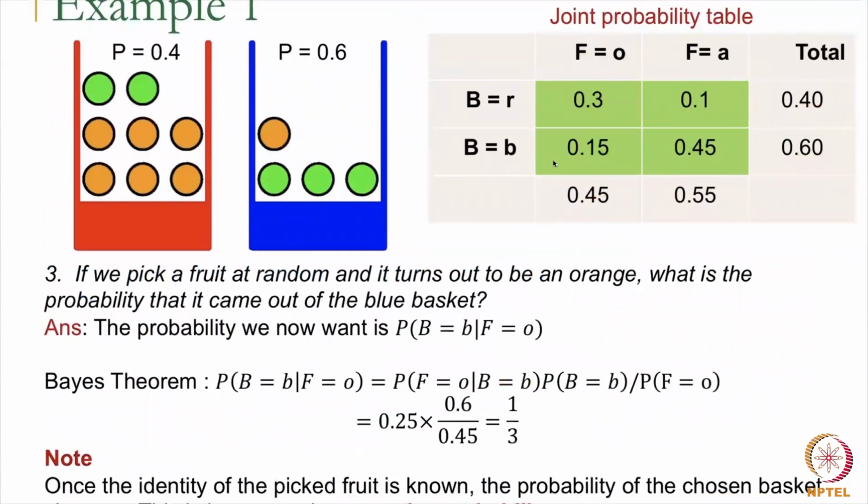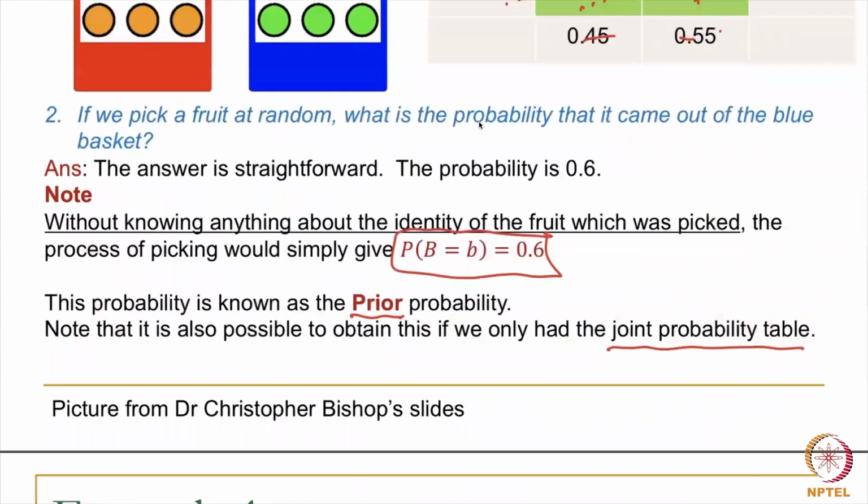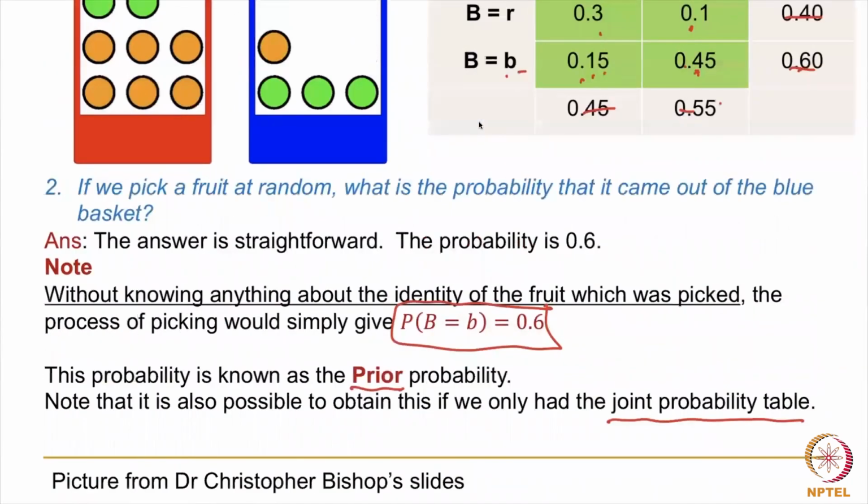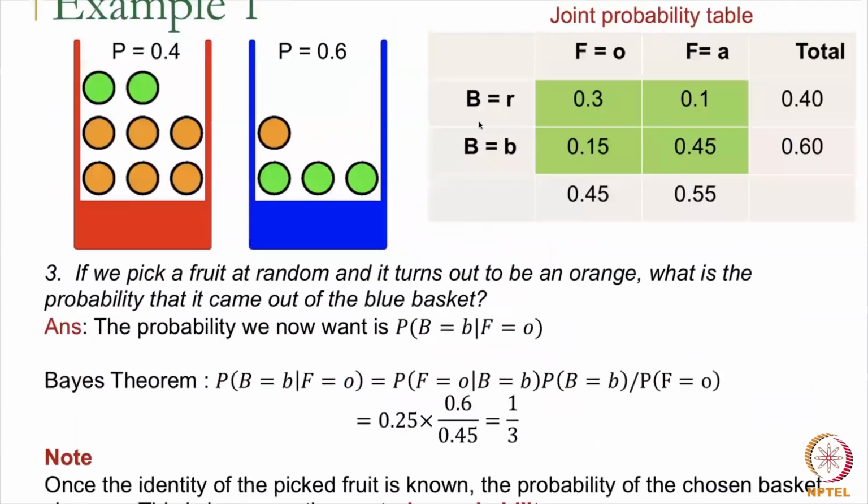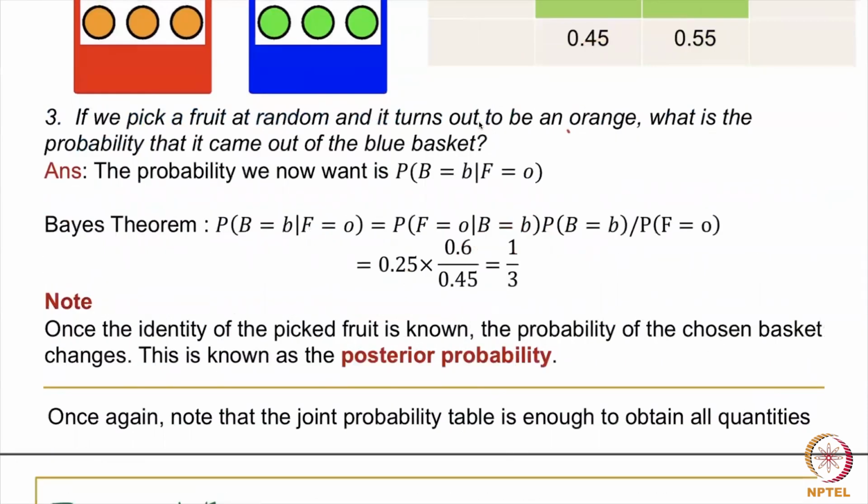Now let's look at the question which we are leading to, which is what we'll use Bayes theorem for. If we pick a fruit at random, it turns out to be an orange. Then what is the probability that it came out of the blue basket? Compare it with the previous question. There was a random fruit. I don't know anything about the fruit. What is the probability it came out of the blue basket? 0.6. Now I tell you something more. I tell you it's an orange, then suddenly the probability changes.